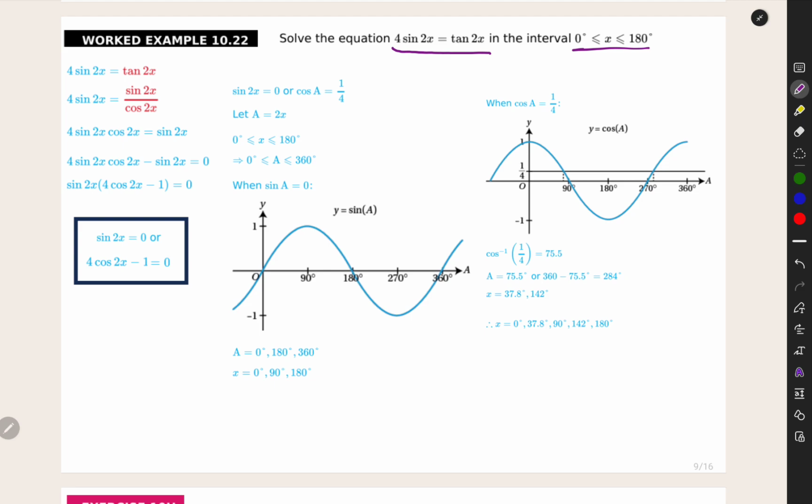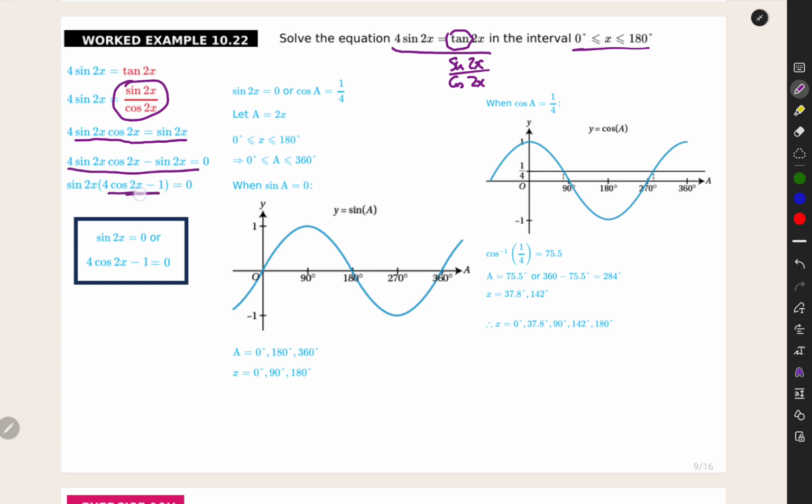So first of all, a little bit of manipulation. Here you can recognize that tan can be written as sine 2x over cos 2x, and that's what they've got here. So split it up, and now they've multiplied both sides by cos, which gives us this situation here, and now they have brought all values to one side, allowing us to factor.